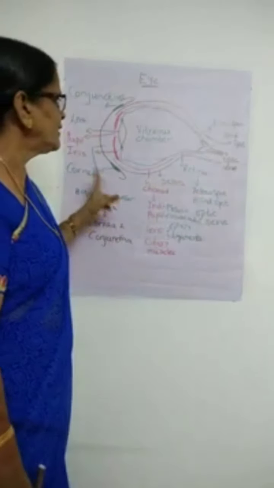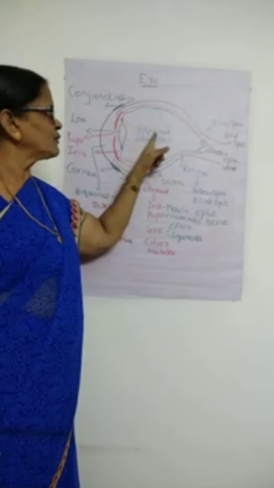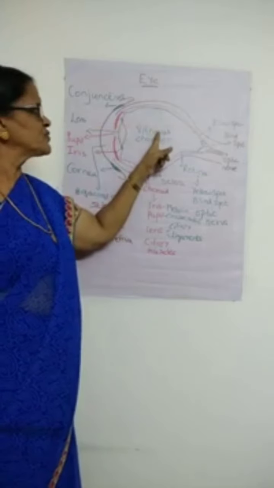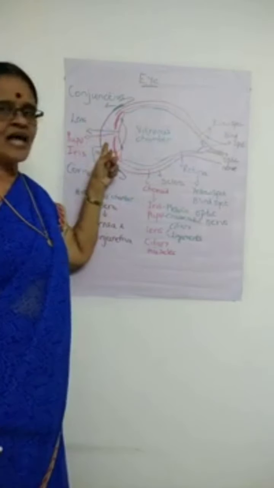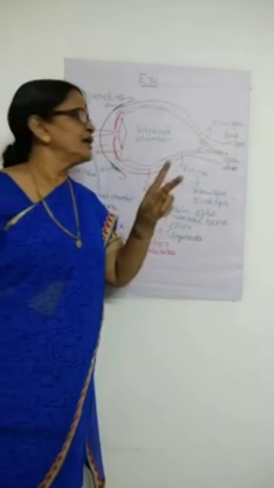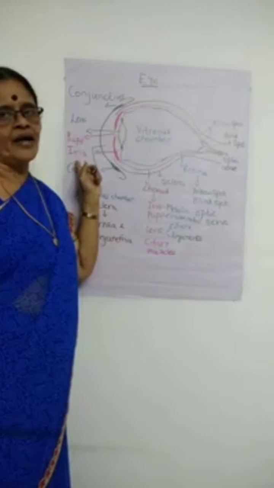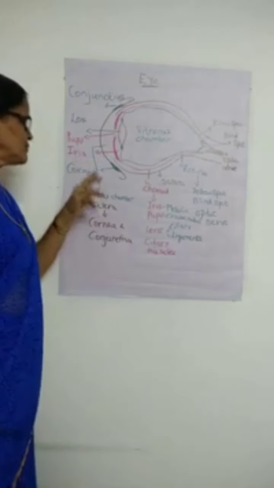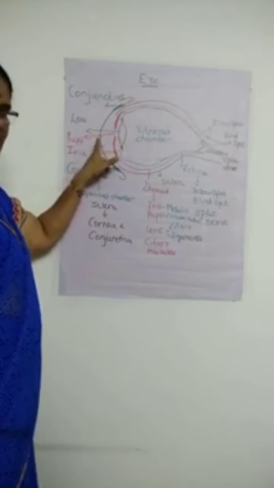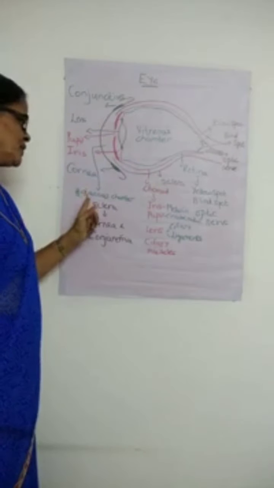Then we have two fluids in our eye, called the aqueous humor and the vitreous humor. This is the vitreous humor, here is the aqueous humor. These are the two fluids present in our eye. They are located in two chambers, the vitreous chamber and the aqueous chamber. The aqueous chamber is the front part, in between the cornea and the lens. This is the cornea, and this chamber is called the aqueous chamber.